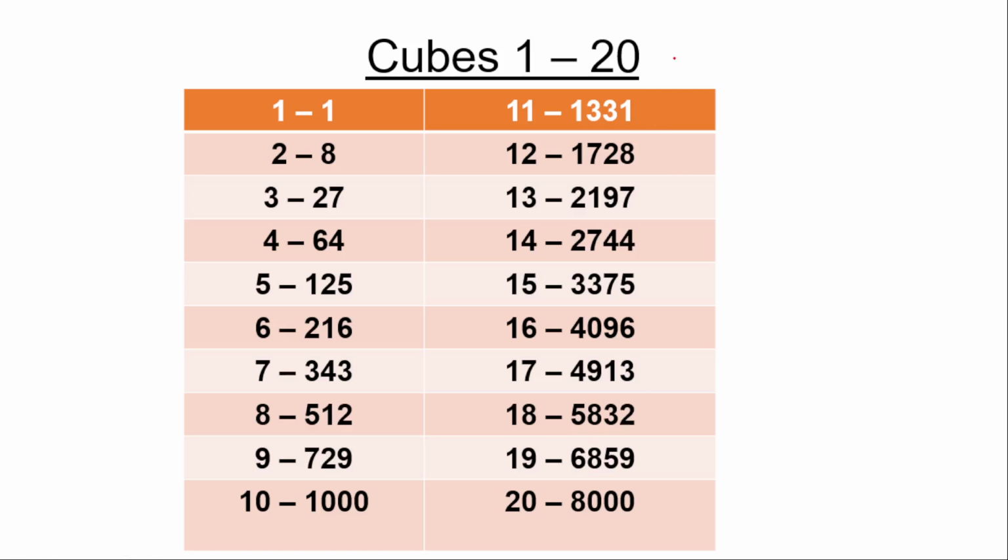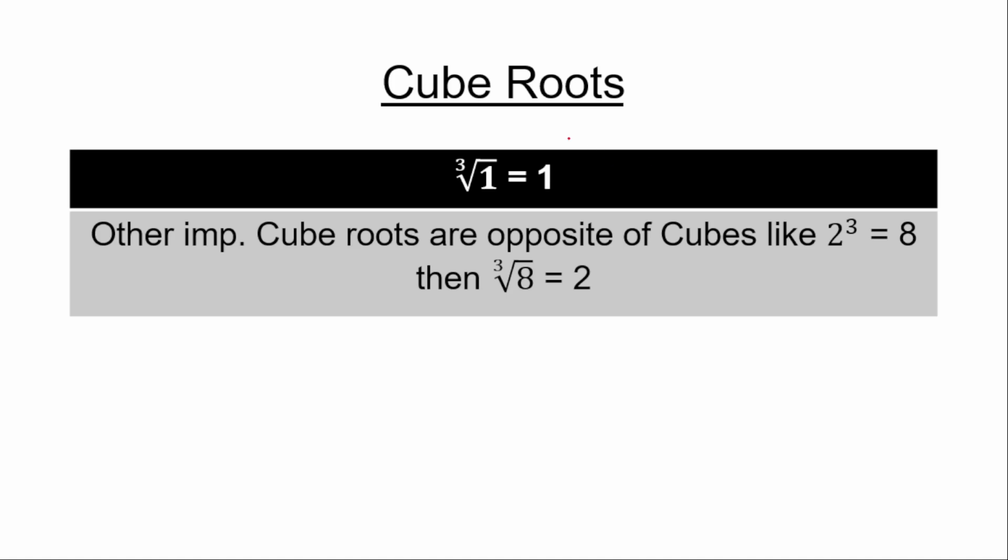Then you need to learn the cubes from 1 to 20. From 11 to 20, these are 4 digits, right? All these are 4 digits, so it will be difficult for you to learn, but you have to learn it, and then you need to revise it. It will be used in reasoning as well as mathematics. Then cube root of 1 is 1, and then other cube roots are just the opposite of the cubes. Like if 2 cube is 8, then the cube root of 8 is 2.